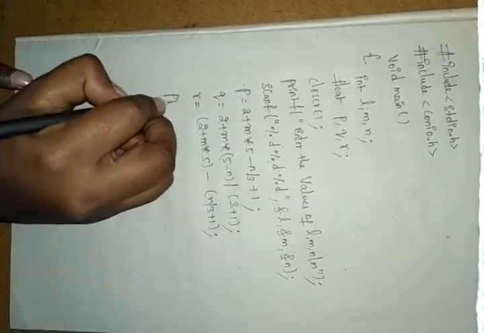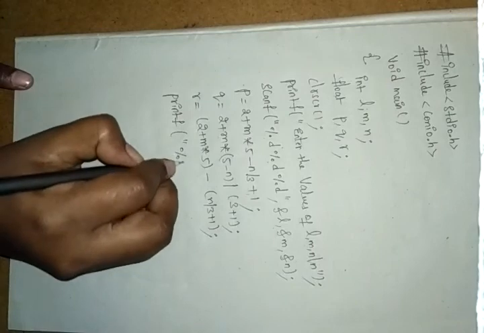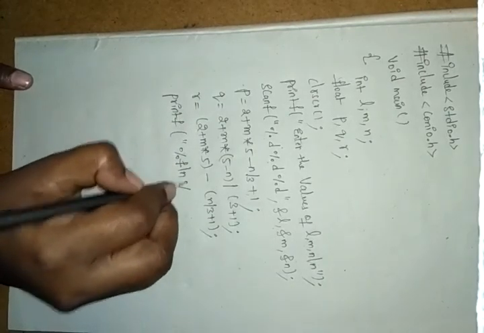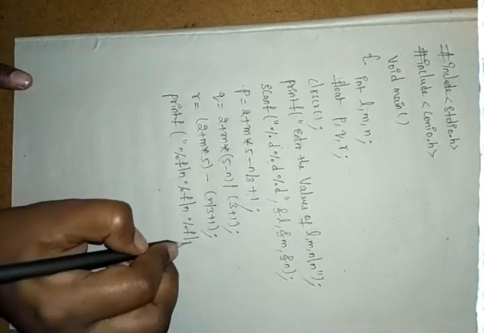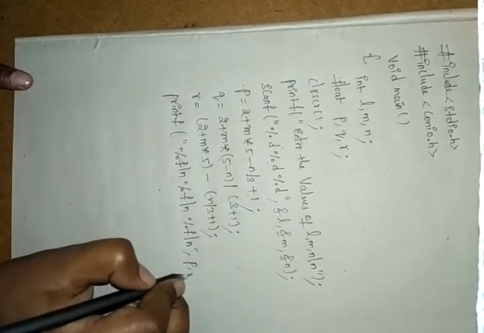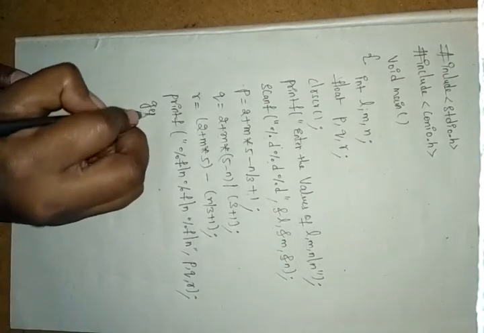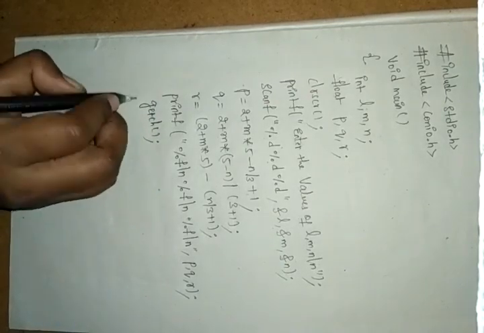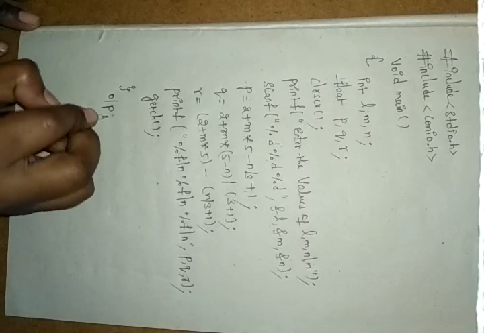And next here you have to give the printf. For this you have to print whatever you need. Percent f \n, percent f \n, percent f \n, p q r, getch, close this one. Okay, so we will get the output like this.